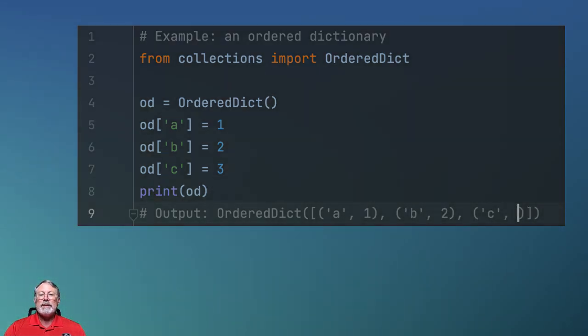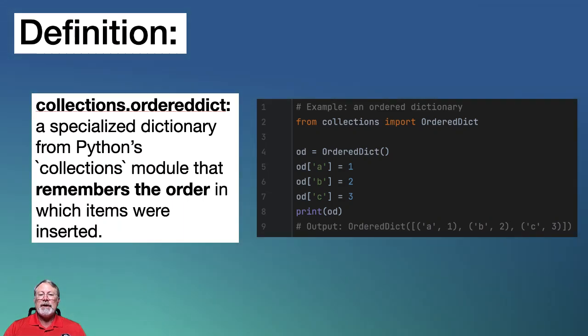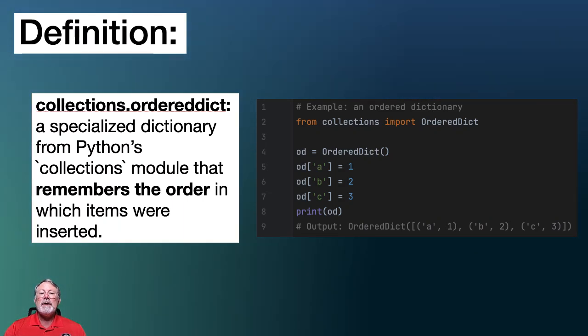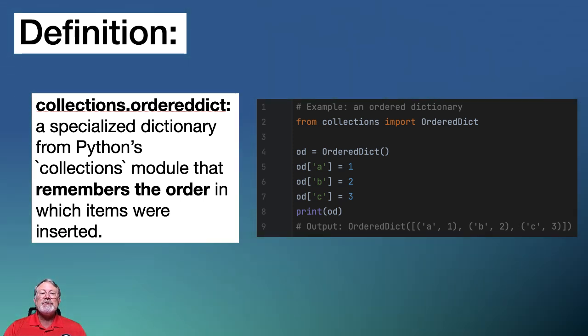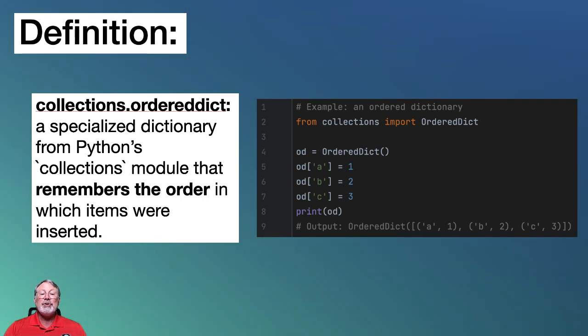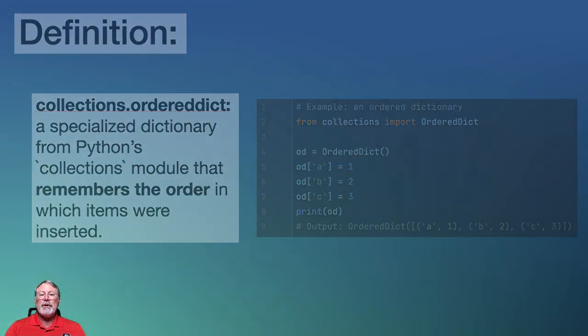Let's get started. OrderedDict is a specialized dictionary from Python's collections module that remembers the order in which items were inserted. Just like a regular dictionary, it stores key-value pairs, but with predictable iteration order. It looks like a regular dictionary, but with guaranteed order, especially useful in older versions of Python.